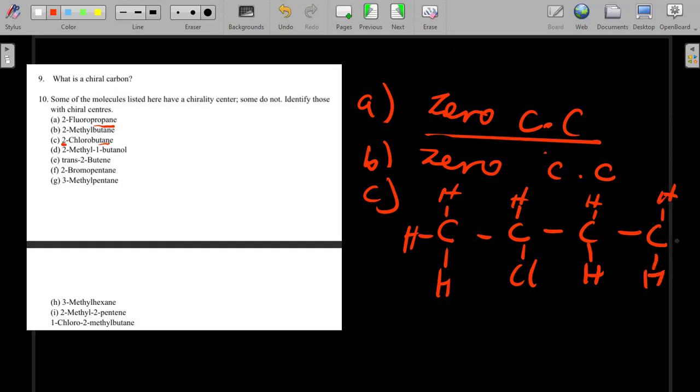So let's check if we have any of these carbons as a chiral carbon. So we start with the first one. This is not a chiral carbon. We have hydrogen, hydrogen, hydrogen. Those are the same atoms. Let's go to the second one.